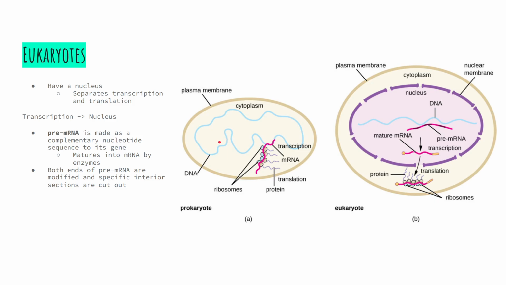So both ends of pre-mRNA are modified and specific interior sections are cut out. That is what we're building to. And the resultant spliced together molecule is that mature mRNA. So that direct copy of the genes for our pre-mRNA has sections in it that we don't want or we don't need. Our protein might only code for the light pink colors here. The mRNA is then transported into the cytoplasm where it has access to ribosomes so that it can undergo translation.